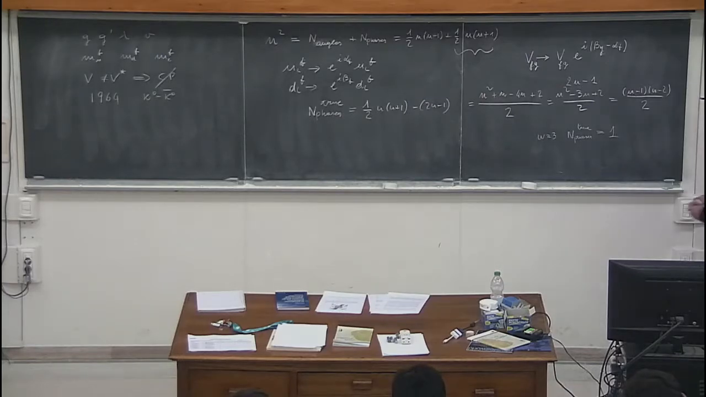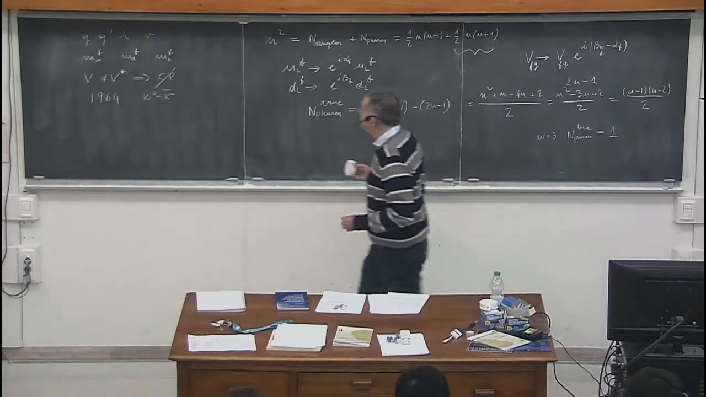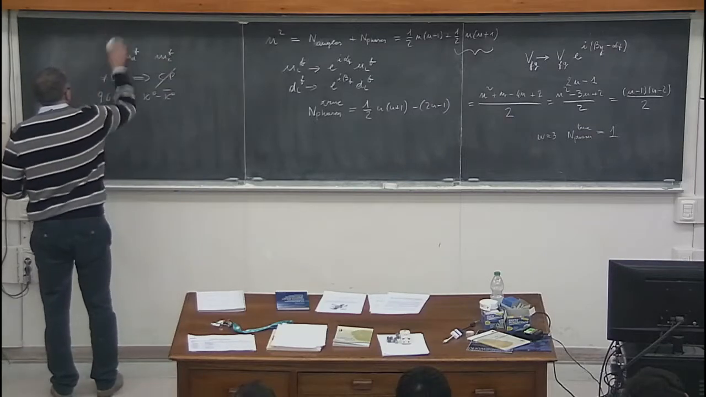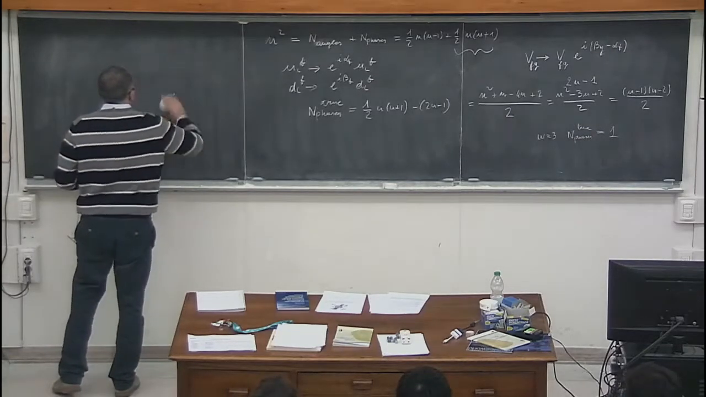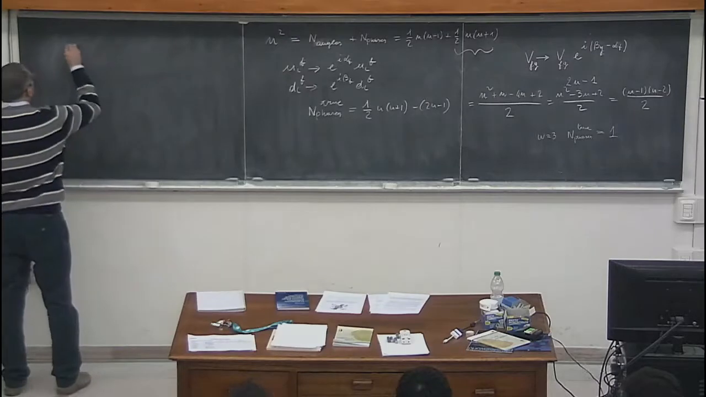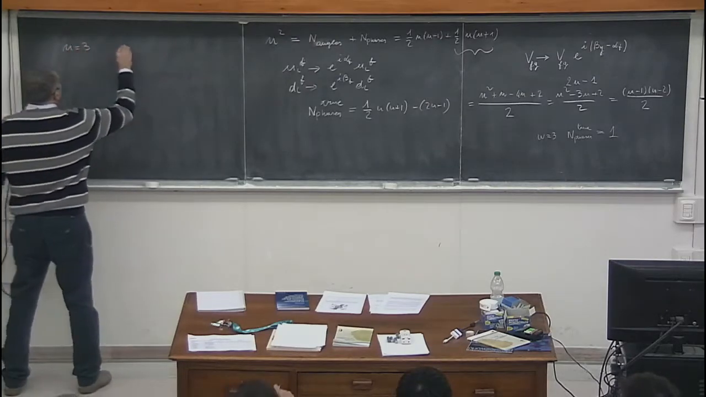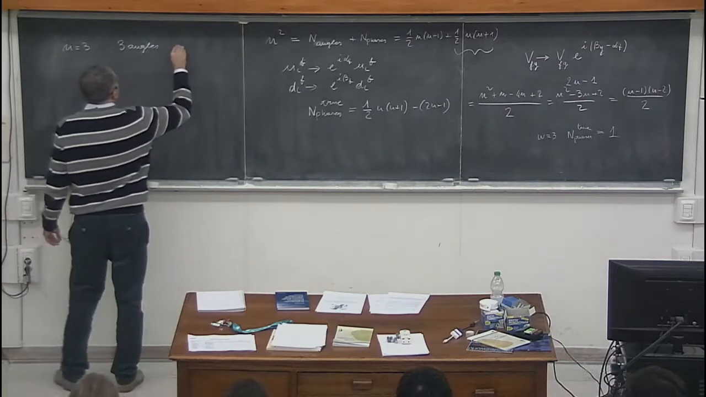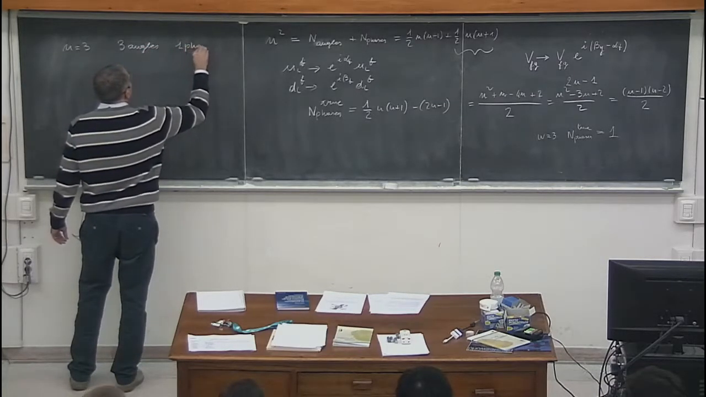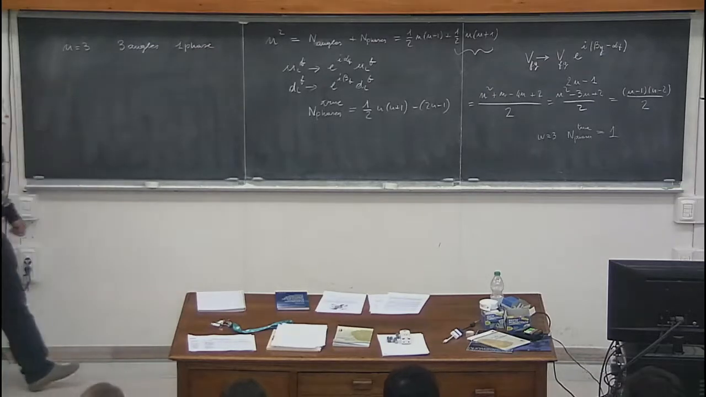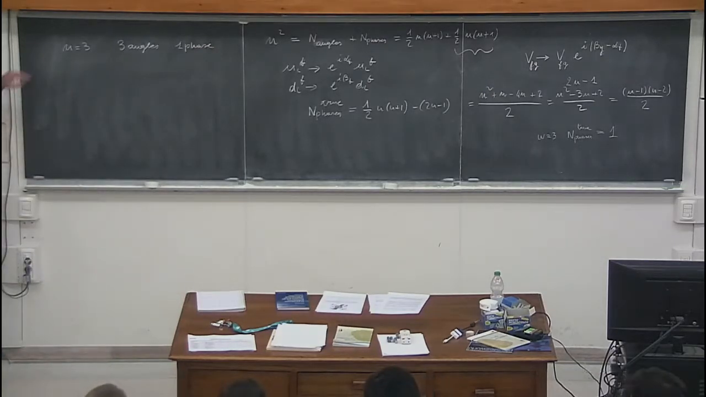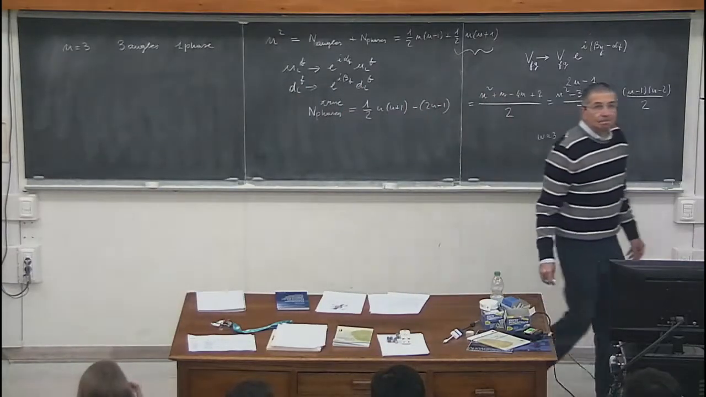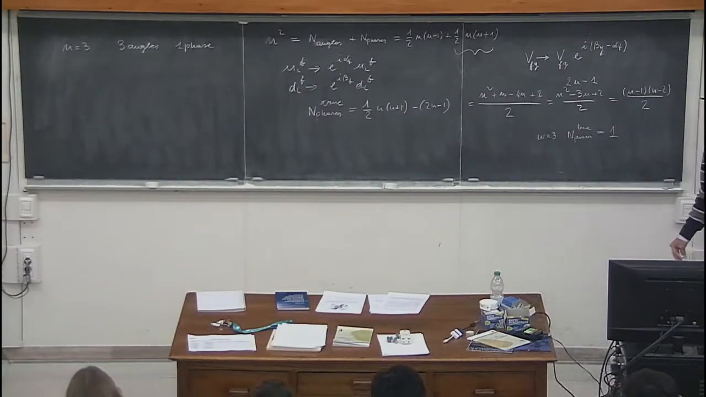For 3 generations, for n equal 3, there are 3 angles and one complex phase in the Cabibbo-Kobayashi-Maskawa matrix, and there has been a considerable experimental effort in trying to measure these values. The present knowledge of these parameters is quite accurate, but it took considerable effort. I will say something about this.